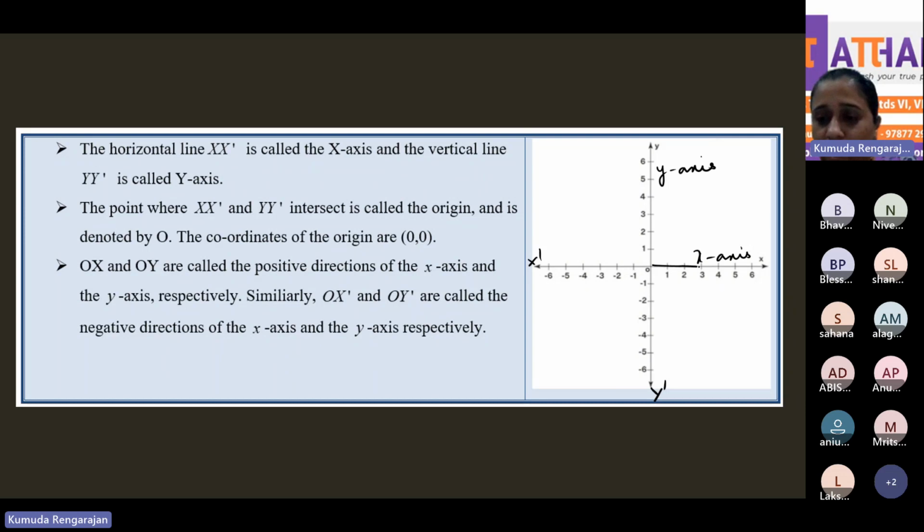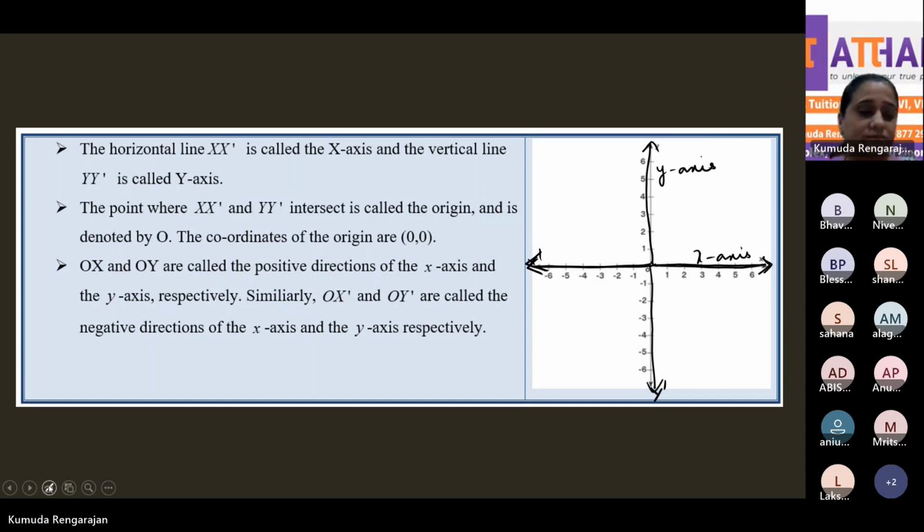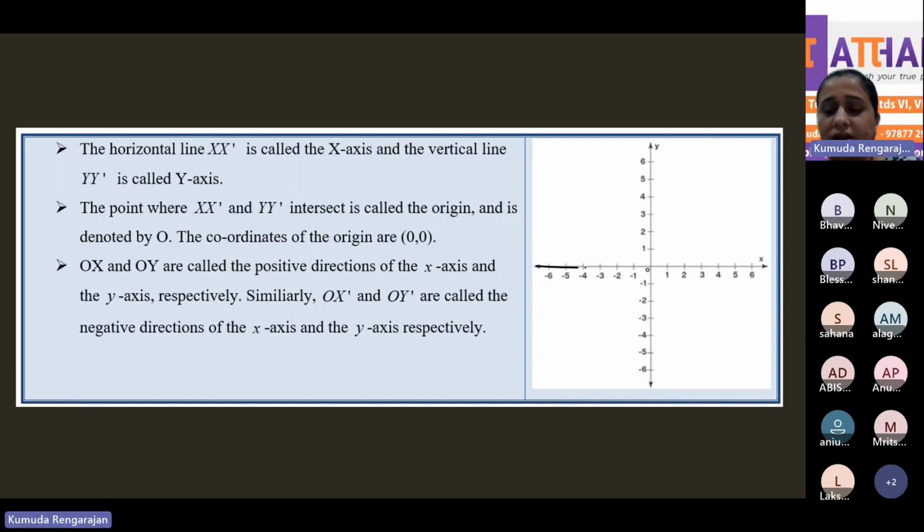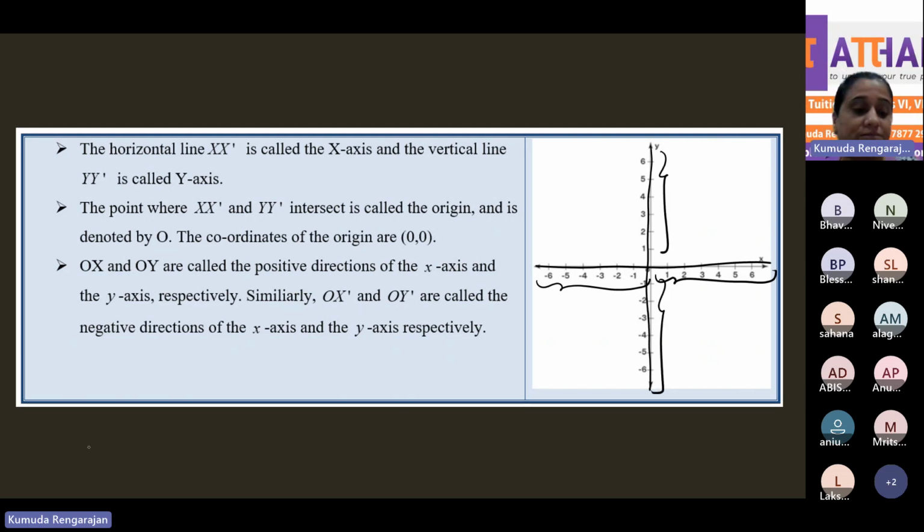Now, this is the positive side of the X axis. This is the negative side of the X axis. This is the positive side of the Y axis. This is the negative side of the Y axis. So this entire thing is the x-axis. This is the positive side, this is the negative side. This thing is the y-axis. This one is the positive side, and this one is the negative side.